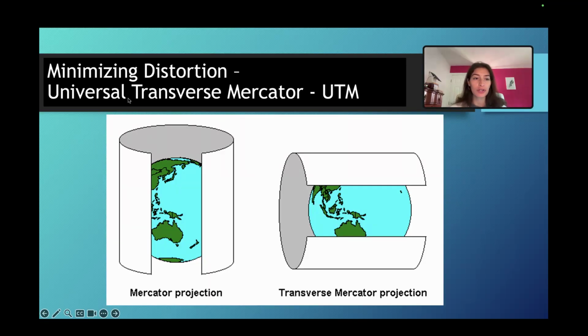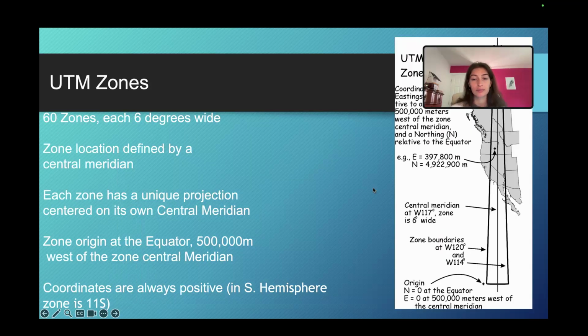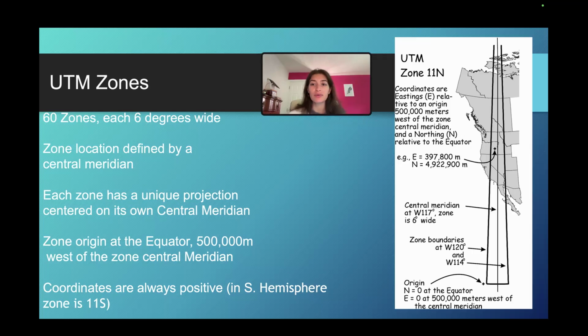So, another visual over here of minimizing distortion. This is universal transverse Mercator. We have the Mercator projection, and we have the transverse Mercator projection. Depending on what you're looking at will adjust which one you want to use. Are you looking at north-south, or are you looking at east-west? Do you want just the regular Mercator projection, or do you want the transverse Mercator projection? We also have UTM zones, and I'm not really going to go into depth about this, but it's something to keep in mind here.